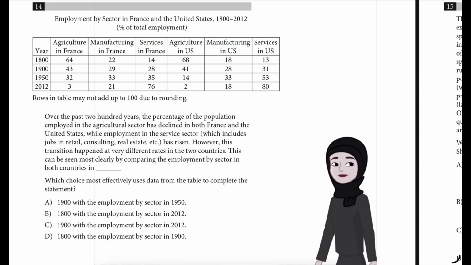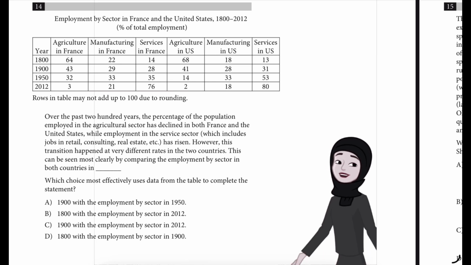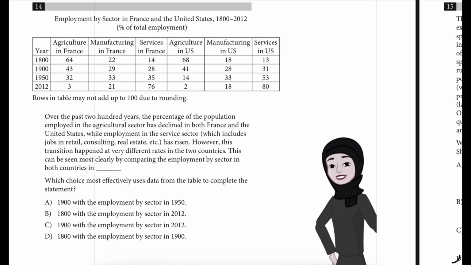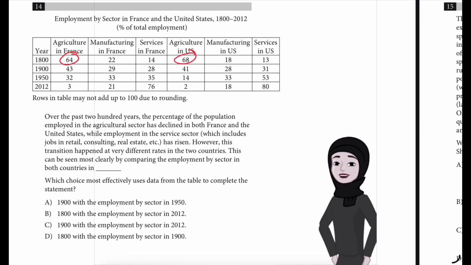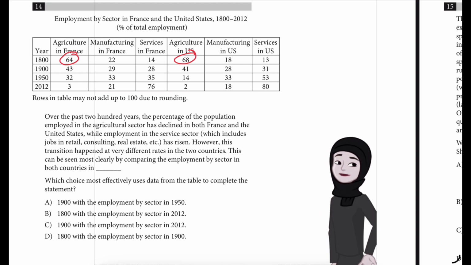Question number 14, we have to look at the data very carefully. This is showing employment by sector in France and the United States from 1800 to 2012. And you can clearly see that agriculture in France in 1800 is 64 and even in US 68. That is the percentage of total employment. That means quite a few in both US and France were employed in agriculture.